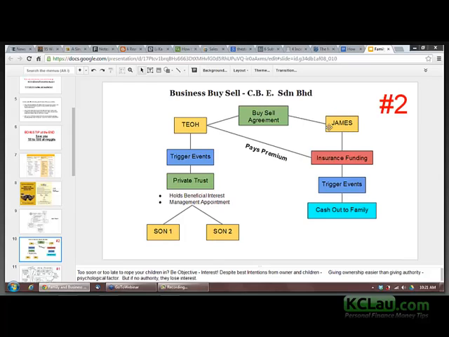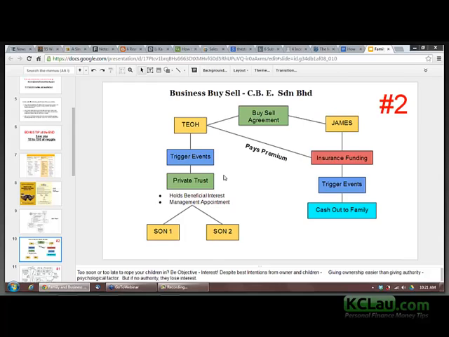Now, in a normal buy-sell arrangement, there's no problem, because if you exit or die, I buy your share, and vice versa. But in this case, Theo does not want to sell his stake to James, because his plan is to bring his son into the business. So the conventional business buy-sell will not work.